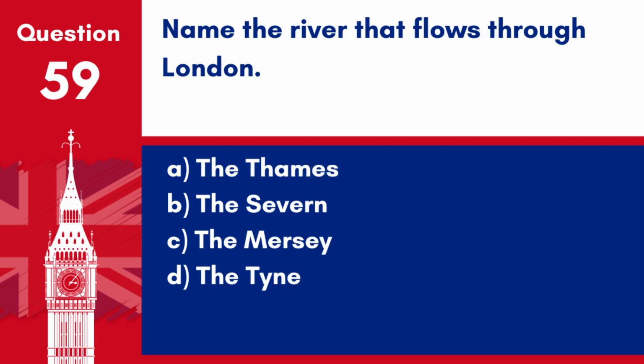Question 59. Name the river that flows through London. A. The Thames. B. The Severn. C. The Mersey. D. The Tyne. Answer. A. The Thames. The River Thames is the major river flowing through London.